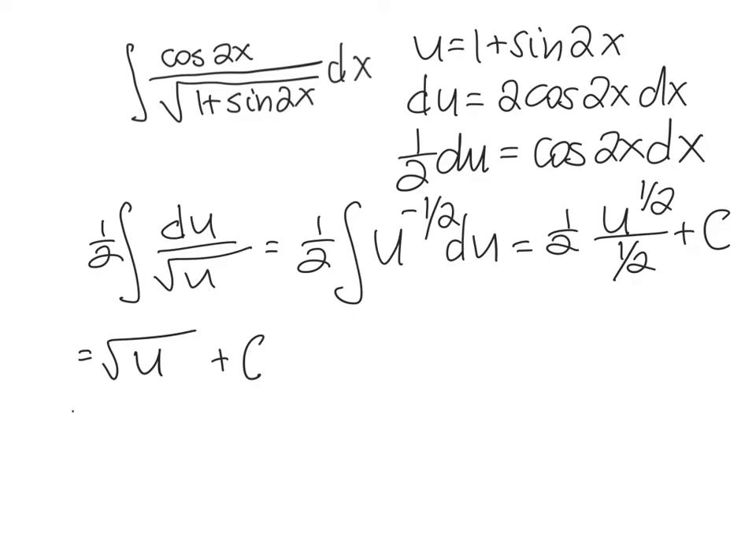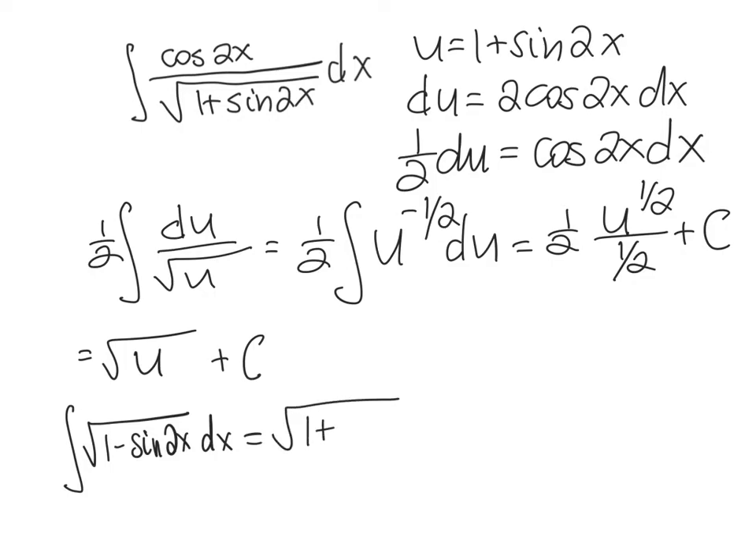And so we can conclude that the integral of the square root of 1 minus sine of 2x dx equals the square root of u. Remember what u was, it's at the top. It's the square root of 1 plus sine of 2x plus c. So this is good enough as far as the answer, but we can simplify it and make it a lot nicer by using some basic trigonometry. So let's go ahead and do that.